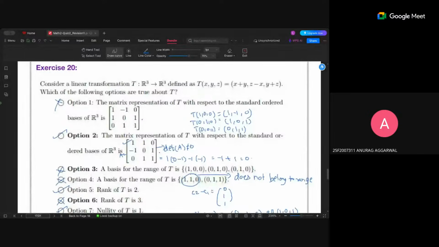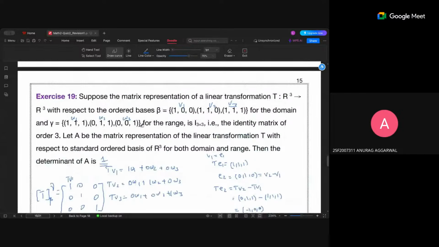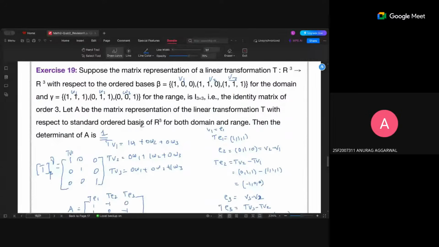Ma'am, I have not understood problem number 19 actually. This one? See, which part don't you understand? Tell me that first. Ma'am, first the procedure itself. This T(B1) is equal to W1. Why are you expressing it in terms of this?